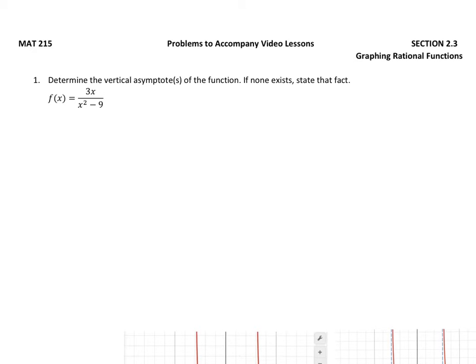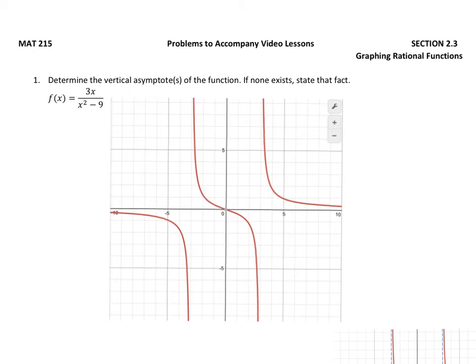Now we're going to look at how to determine vertical asymptotes algebraically, but I first want to begin by just looking at the graph. This is the graph of this rational function. I want to take a moment to think about what is happening to this function as we approach certain x values. For example, what is happening as we approach x equal to 3? As we approach 3 from the left, our function is going to negative infinity. And as we approach x from the right, our function is approaching positive infinity.